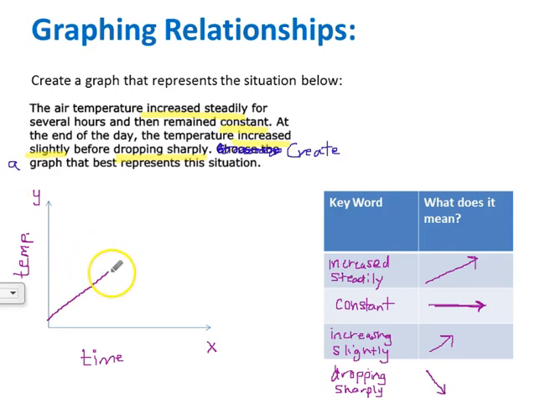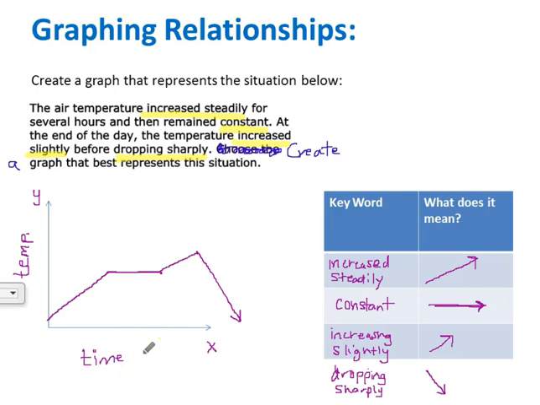Then it remained constant. So to show something is constant, that means the temperature is not rising anymore. So it's going to stay at that same temperature. So we're going to show that with a horizontal line. To show something stays constant, we're just going to have a straight horizontal line. And then at the end of the day, the temperature increased slightly, so just a little increase before dropping sharply. So then we can make it show a steep decrease here. And that graph would represent this situation.